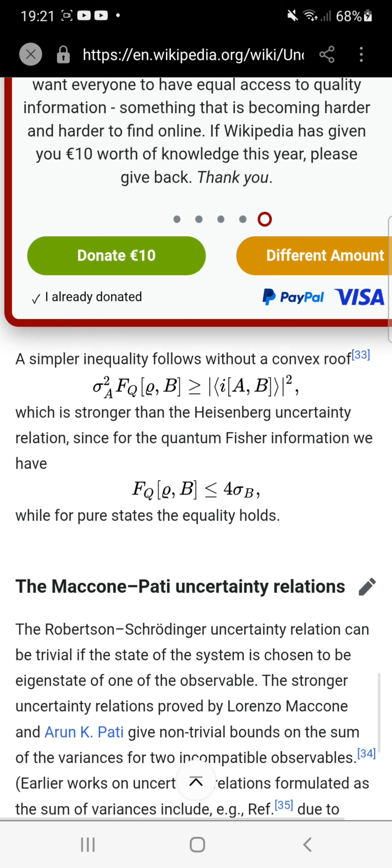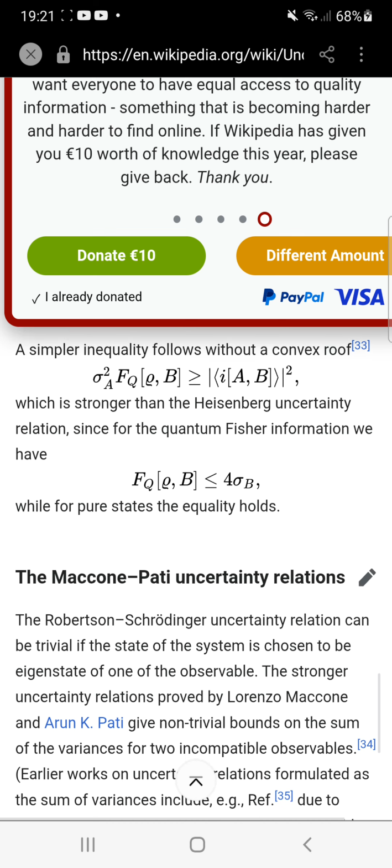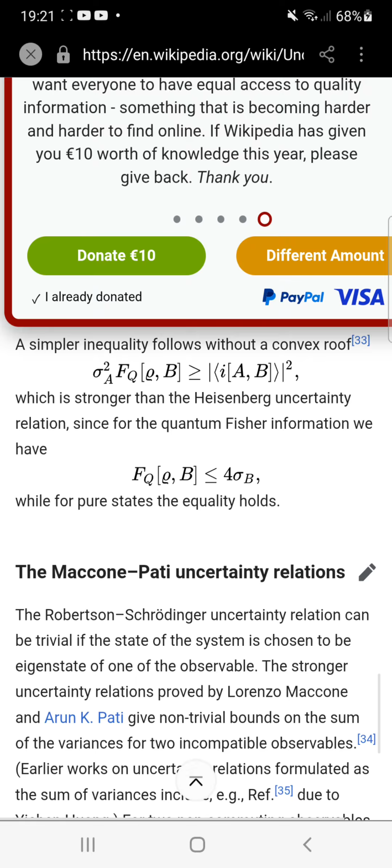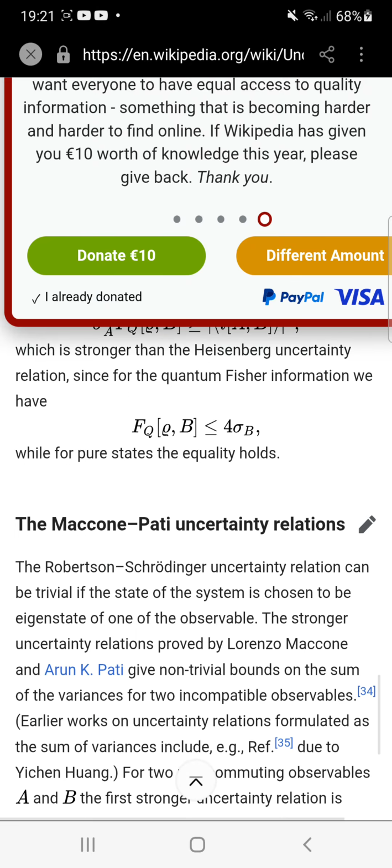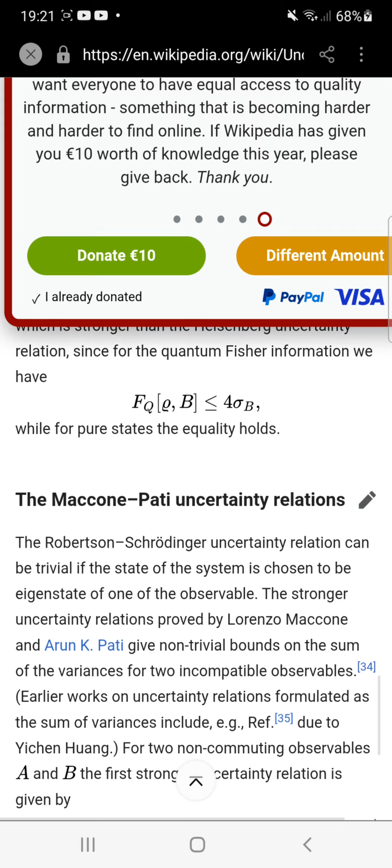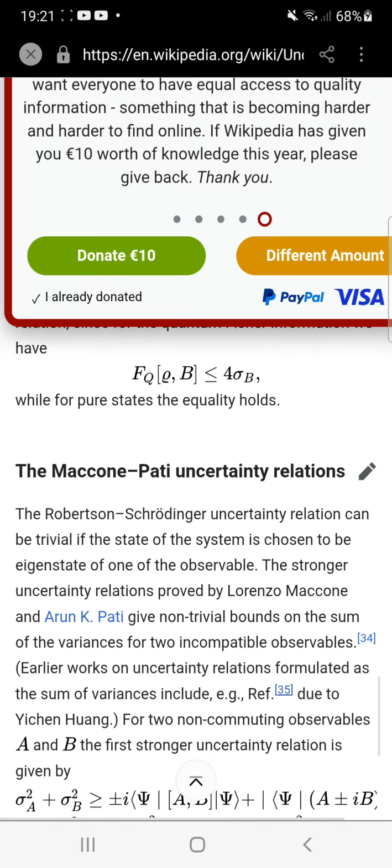Sigma 2a fq Quachi b greater equal iab squared, which is stronger than the Heisenberg uncertainty relation, since for the quantum Fisher information we have fq Quachi b smaller equal for sigma b, while for pure states the equality holds.